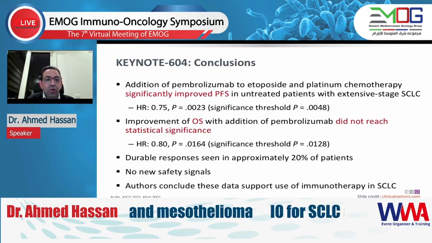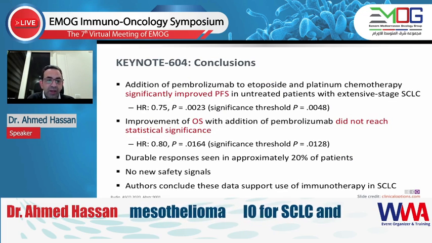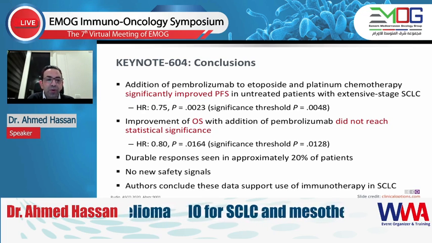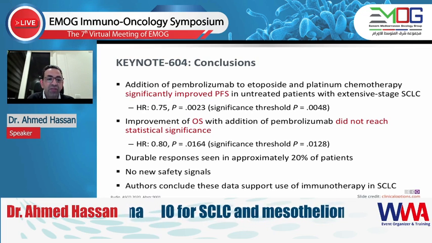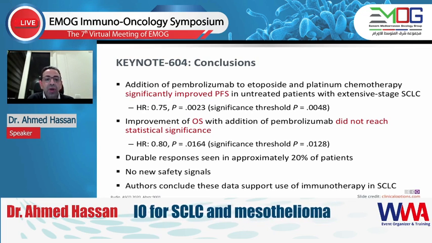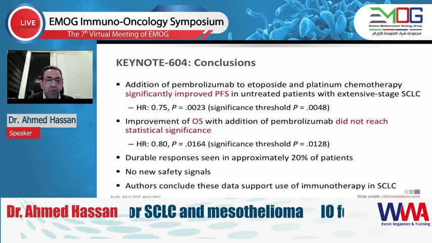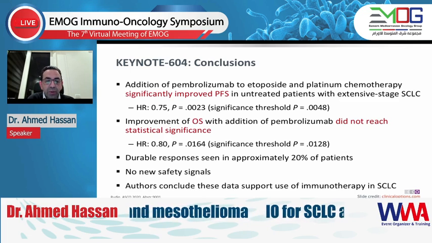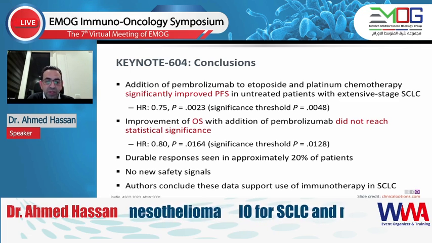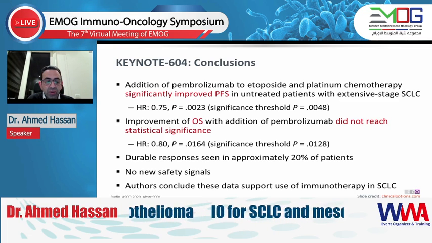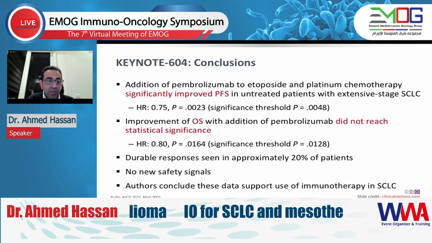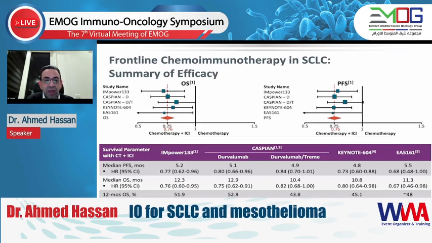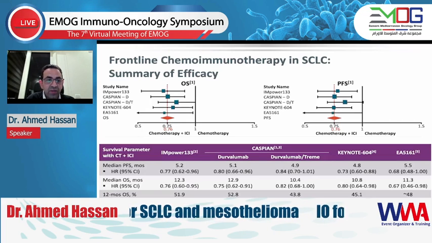Keynote 604 conclusions. These were the conclusions given by the investigators at the last ASCO. They said that they were able to prove significant improvement in progression-free survival, but they were not able to demonstrate this in terms of overall survival because of the p-value. However, there were durable responses seen in approximately 20% of patients, no safety concerns, and the data is in keeping with the other two studies in terms of response rates and improvement in progression-free survival.